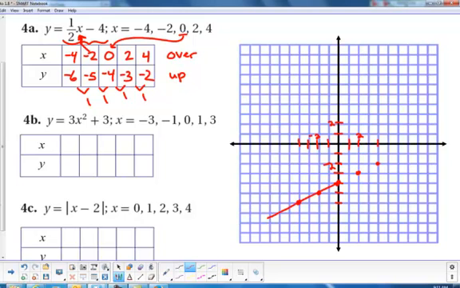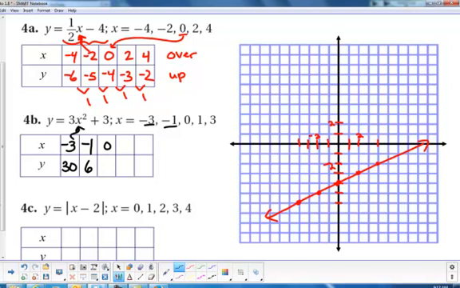And since we have a linear equation, we're going to draw our line. We're going to plug in negative 3 in for the x squared. Negative 3 squared is 9. 9 times 3 is 27. 27 plus 3 is 30. Then plug in a negative 1. Negative 1 squared is 1. 1 times 3 is 3. 3 plus 3 is 6.